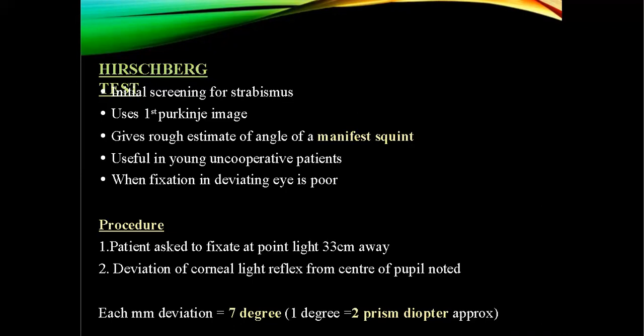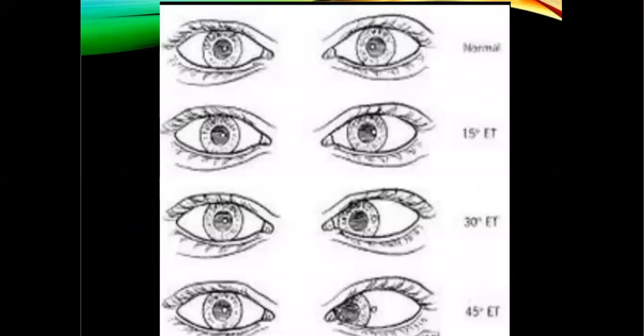So this reflex is called Hirschberg's reflex, and normally it should be in the center of the pupil. But if it is not in the center of the pupil, then the patient has squint. This is the normal Hirschberg reflex, where the torchlight is in the center or slightly nasal. And in this left eye you can see that the Hirschberg reflex is at the pupillary edge. So the patient is having inward deviation, that is called esotropia.